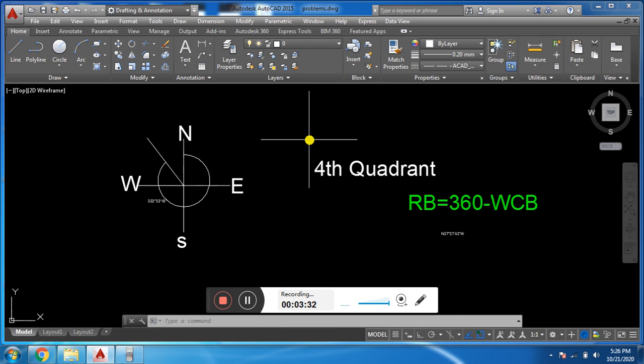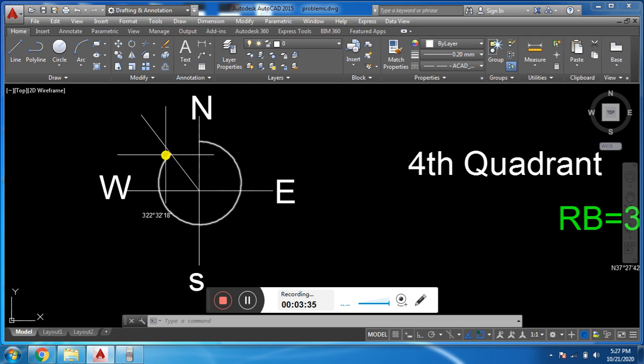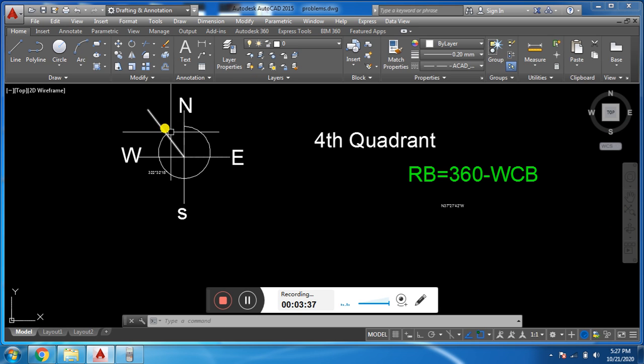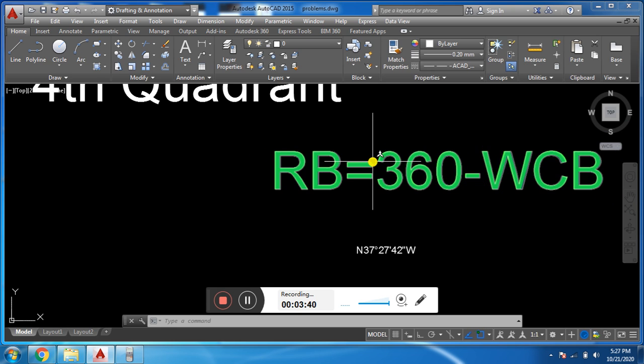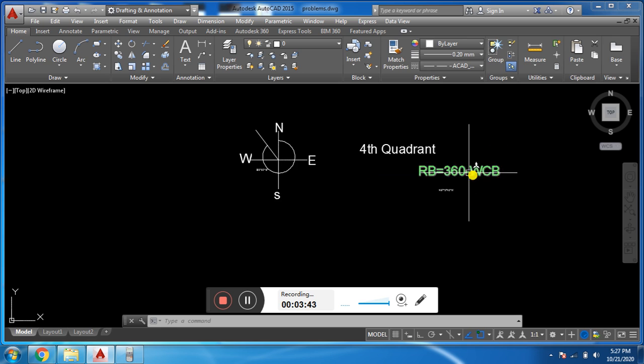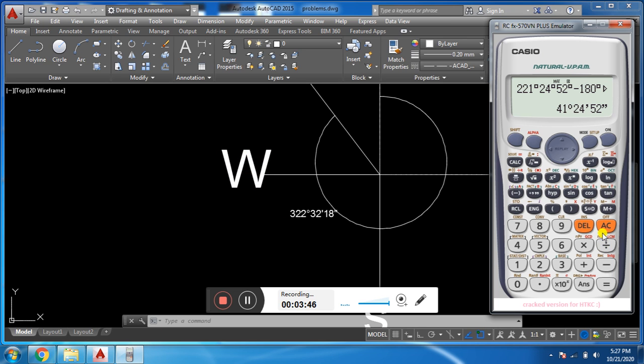Now we have a whole circle bearing in the fourth quadrant. We will convert this to reduced bearing. For this we have the formula: 360 degrees minus whole circle bearing. 360 degrees minus the whole circle bearing 322 degrees 32 minutes 18 seconds. We have got the reduced bearing 37 degrees 27 minutes 42 seconds.